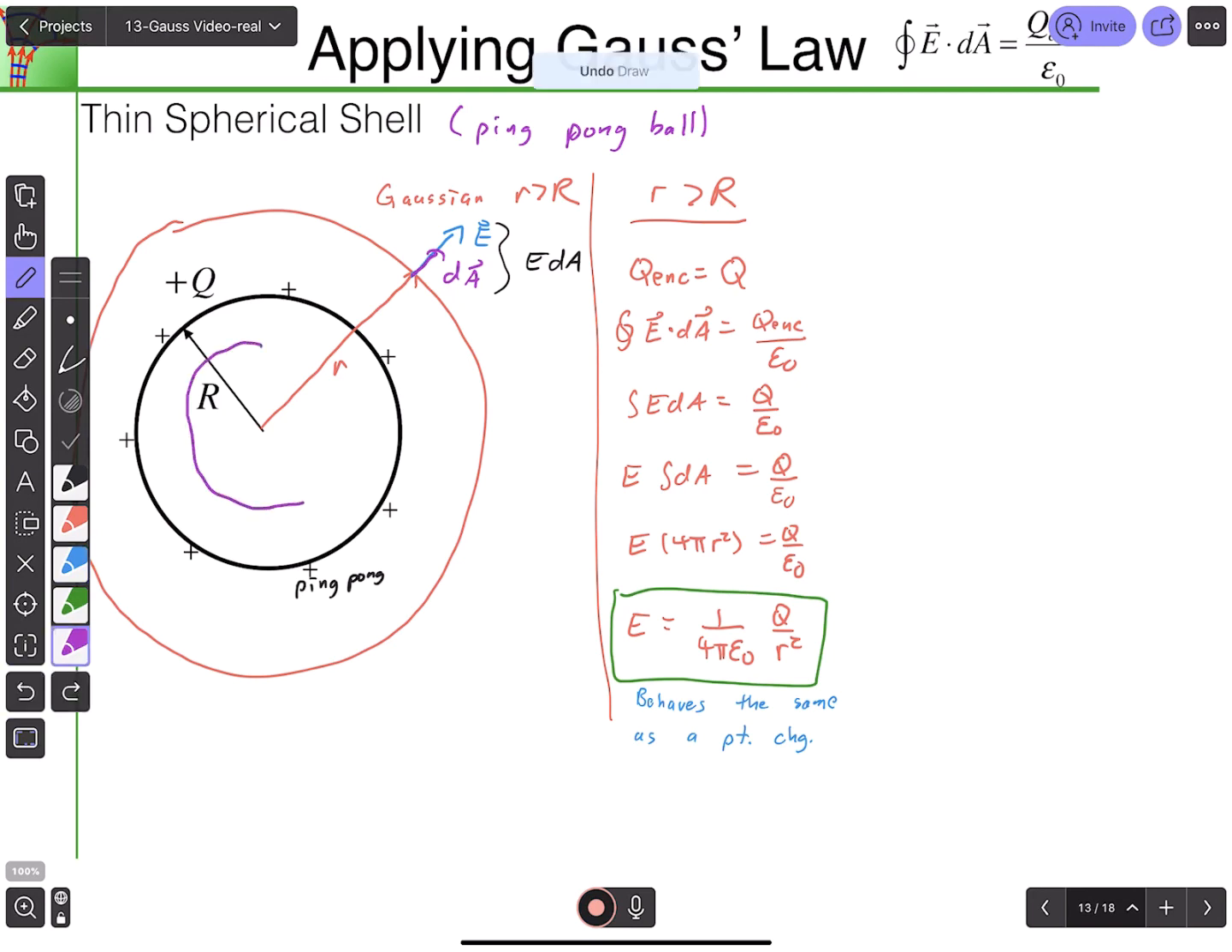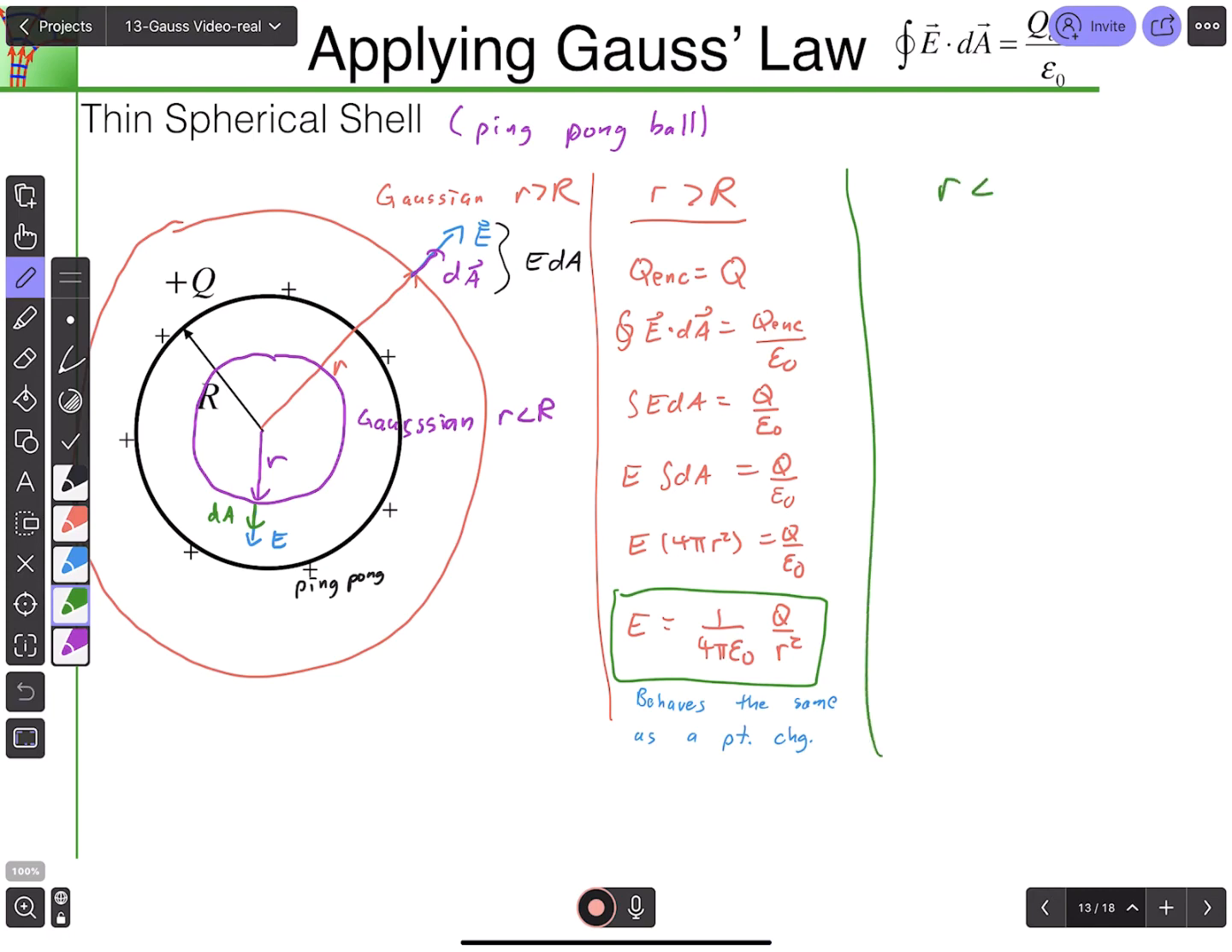Let me draw that a little more clearly. Here's my Gaussian surface. This is my Gaussian for inside, which I wrote with 3 S's for some reason, inside the sphere. So let's say here's my radius r. I'm going to assume that the electric field is pointing in the same direction as the area vector, as before, right? And so let's get started with that.